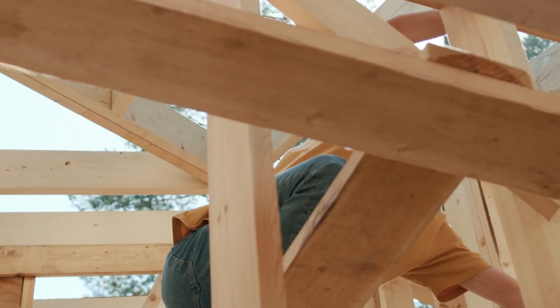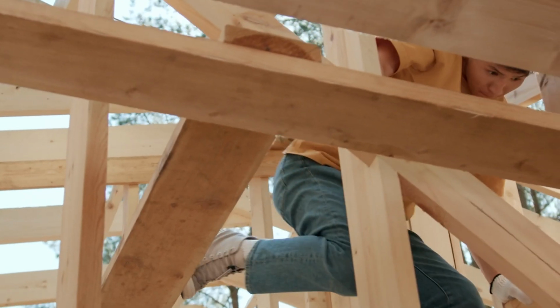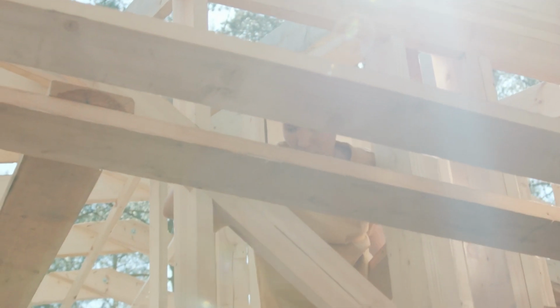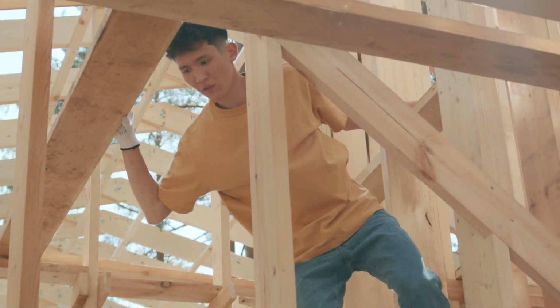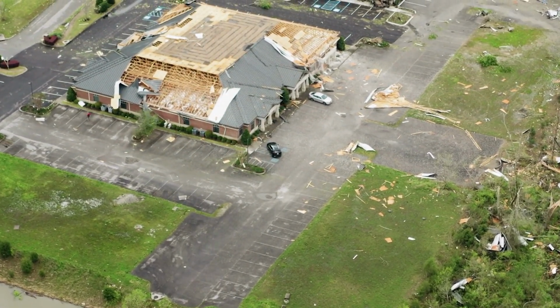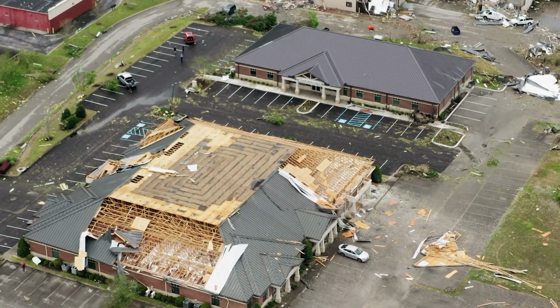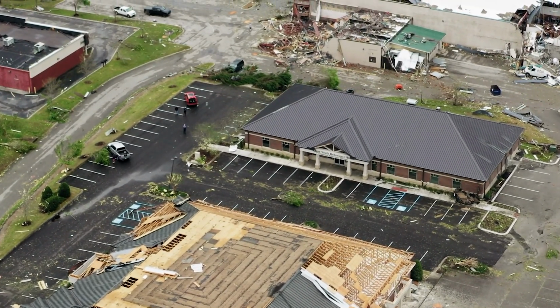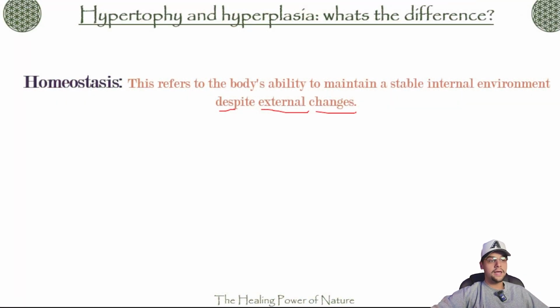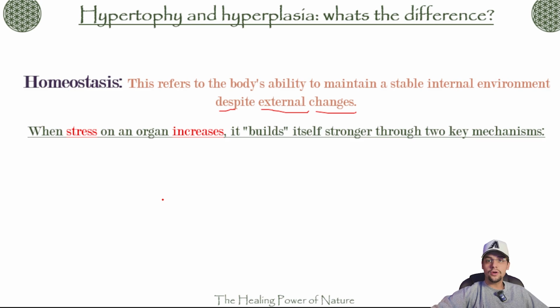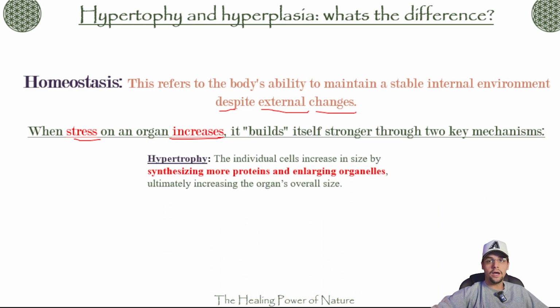When you're building a house, you need to adjust and reinforce the structure based on the different stress it faces. So for example, if you lived in a place where it's common for hurricanes or tornadoes, whatever it might be, hurricanes, earthquakes, if you're going to prepare, you need to strengthen the foundation or add extra walls to keep it intact. Similarly, organs must adapt to stress to maintain their function, okay? So first, when stress on an organ increases, it builds itself stronger through two key mechanisms, all right? So the first mechanism we're going to talk about right now is hypertrophy.